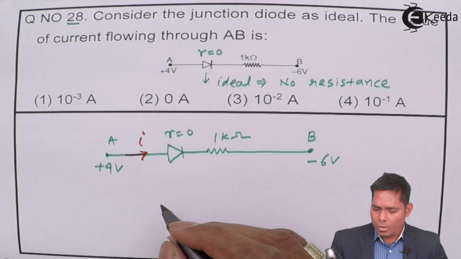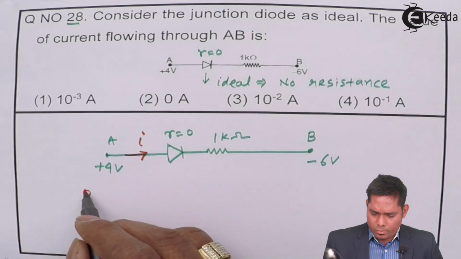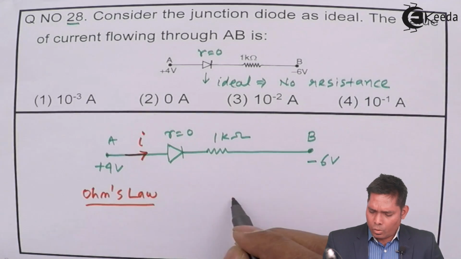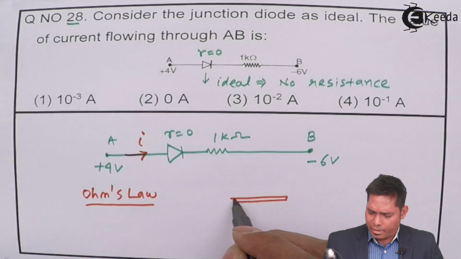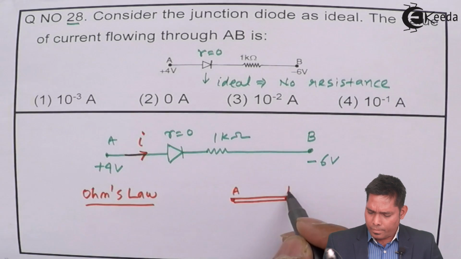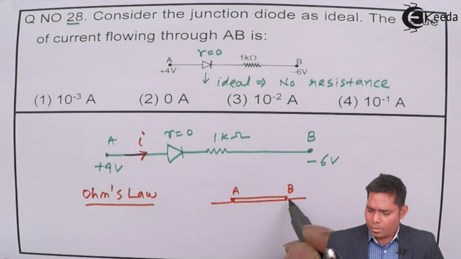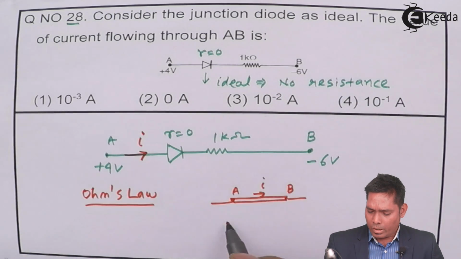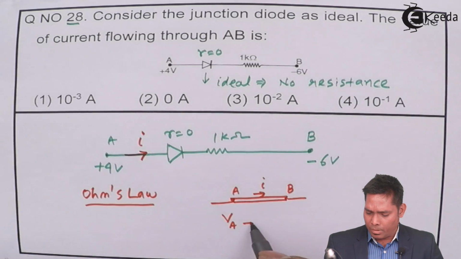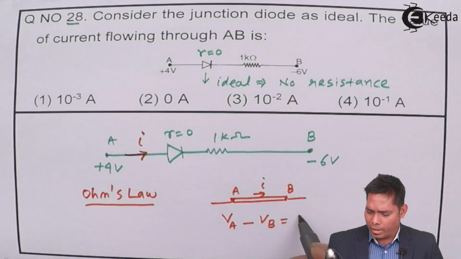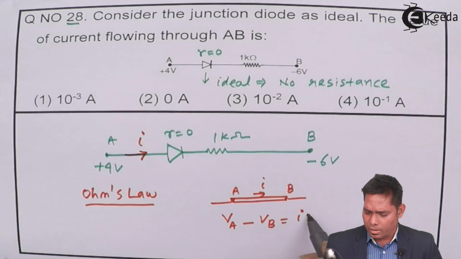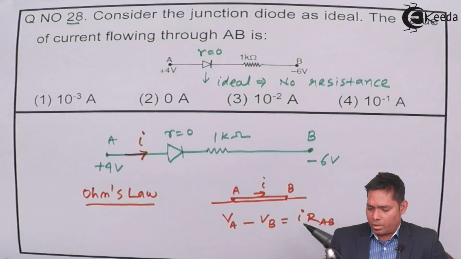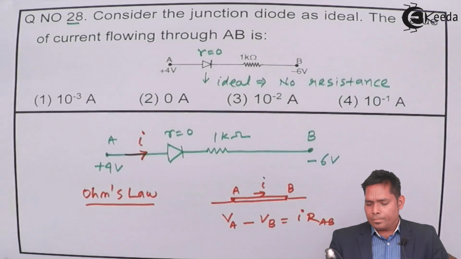Now according to Ohm's law, the potential difference across the ends of the conductor is equal to, in fact, VA minus VB equal to the current flowing through this and the resistance of this conductor, RAB. From here I will get the value of I.